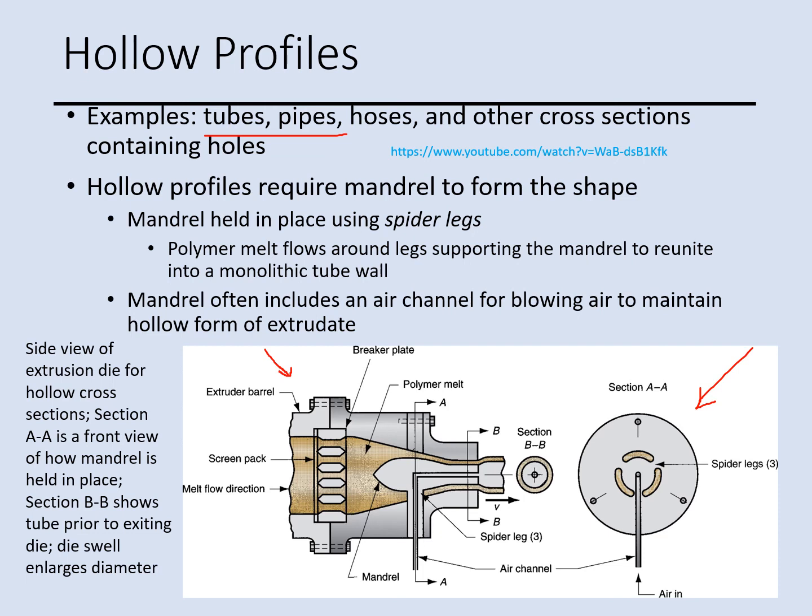Normally we use air to maintain the hollow form for the extrudate, and the left part of the machine stays the same, just the right side was changed a little bit to have that mandrel, and the polymer melt will come from here. It flows around the legs. These parts are called legs, and then the melt reunites into a monolithic tube wall.